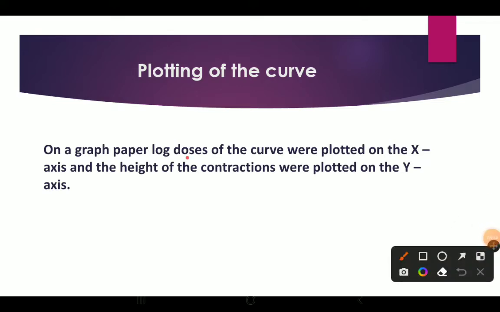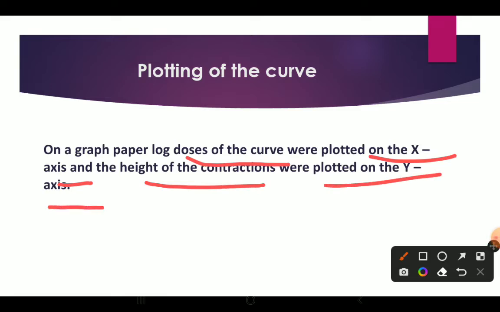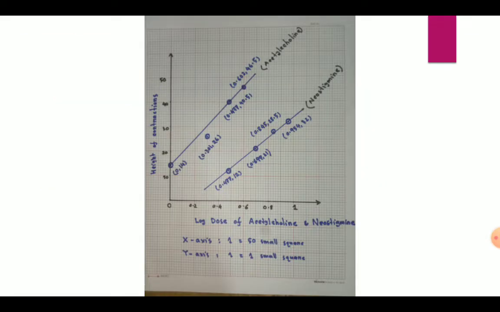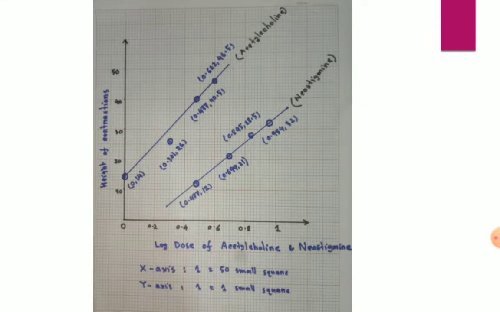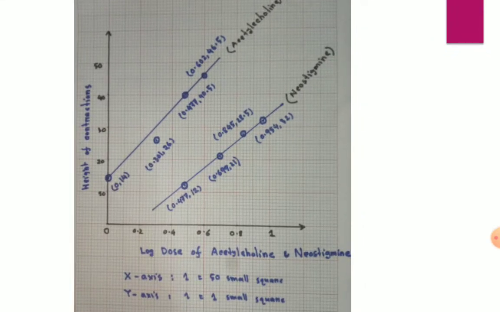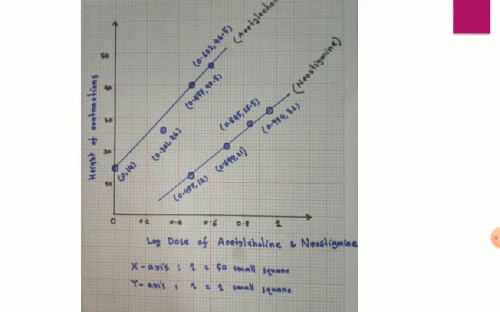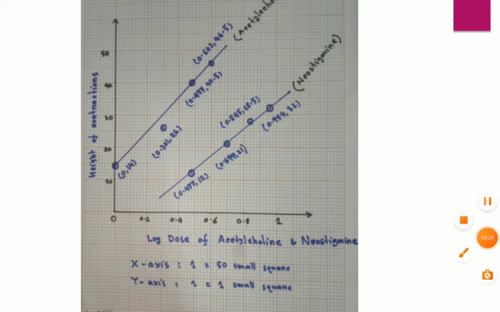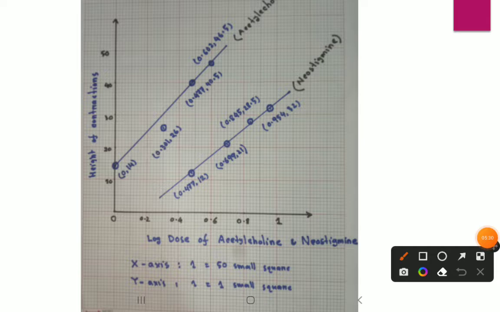And then plotting of the curve, that means on graph paper, log doses were plotted on the x-axis and the height of contractions were plotted on the y-axis. That's the thing. And then you can see the sample graph here which I have drawn. One is for acetylcholine and another is for neostigmine. One important thing about this graph is, this is the x-axis and this is the y-axis.